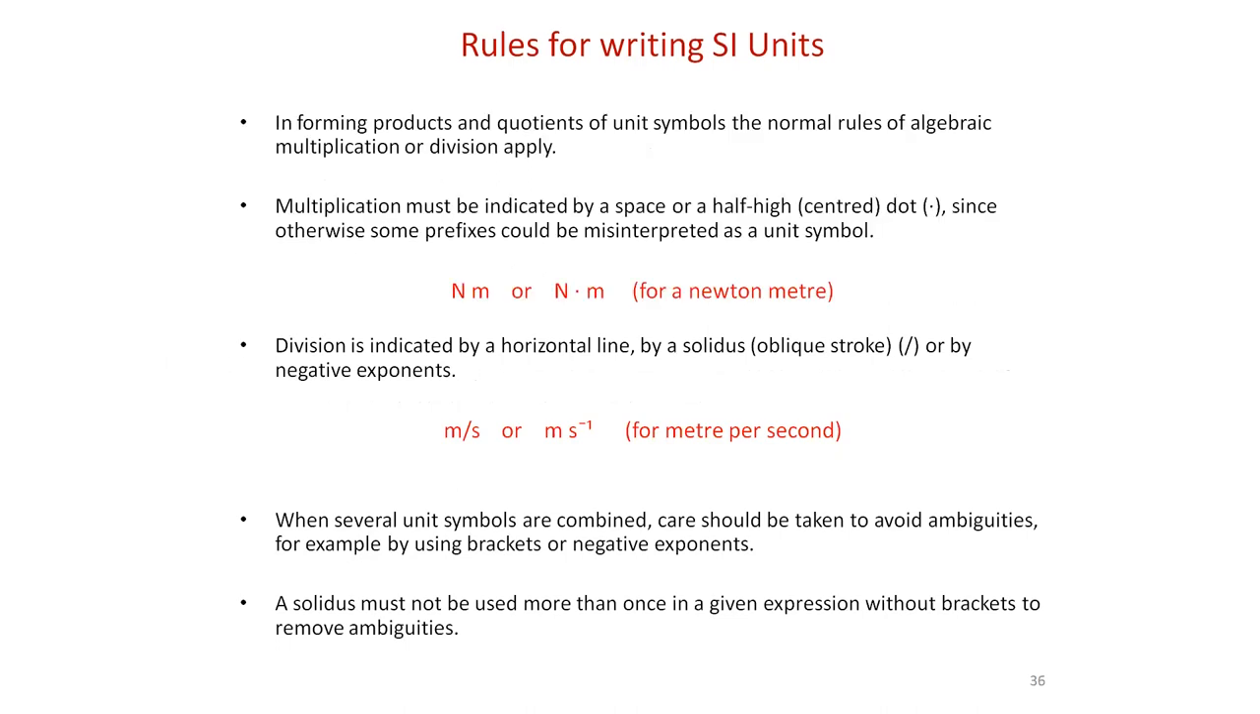Again, for the science students, you would be familiar with that. In forming products and quotients of unit symbols, the normal rules for algebraic multiplication and division apply. So multiplication is indicated by a space or a half-high centered dot. Of course, you can see the example in red: the newton meter is N·m, with the dot in between, so there's a multiplication. And likewise for division, it can either be the slash or the negative exponent. I'm sure the students will be familiar with that.